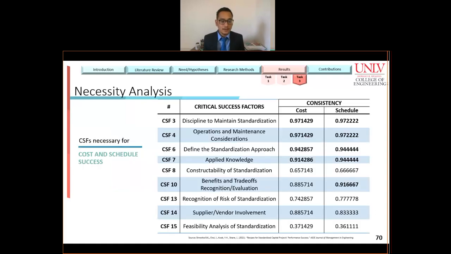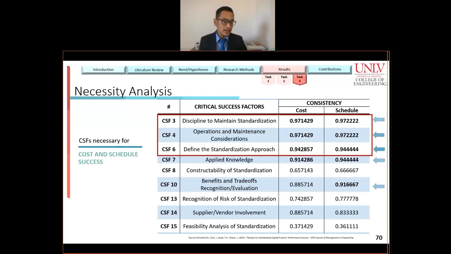Now, moving on to the final task, which is the QCA analysis, and the first solution, which is the necessity analysis. So these are the CSFs that are necessary conditions for cost and schedule success. The consistency score I used, if you remember, was 0.9. So anything less than 0.9 is considered to be inconsistent in this analysis. For schedule, we noticed that CSF 10 is an additionally important or necessary condition as compared to cost.